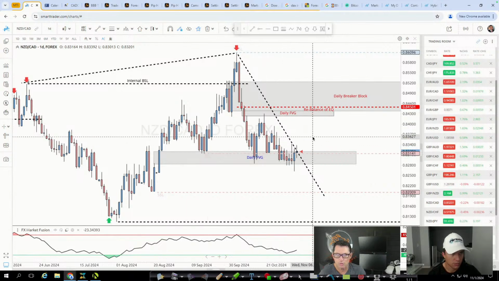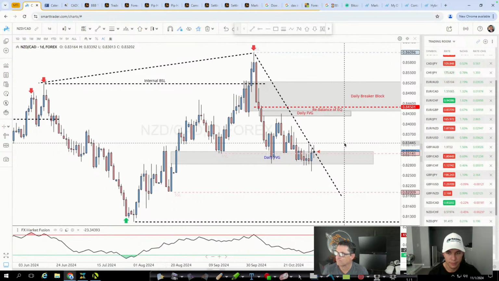I'm going to go ahead and short New Zealand CAD as well. So let's go ahead and short New Zealand CAD. And I expect price to go ahead and move bearish for a short period of time. Now, let's see, could this mean some strength out of the Canadian dollar itself?